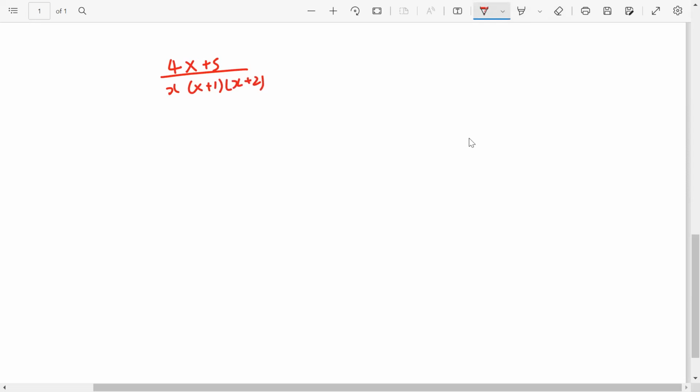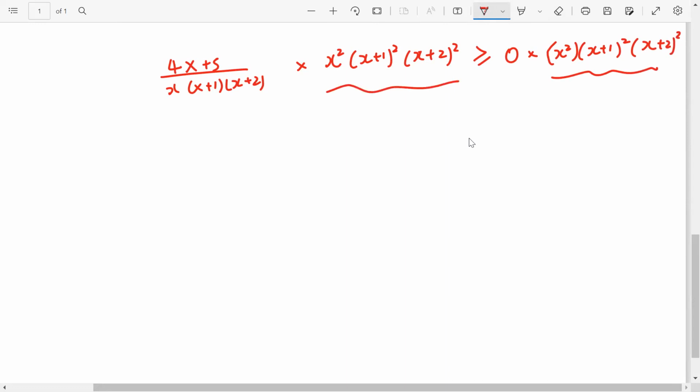Now, imagine you multiply by x square, x plus 1 square, x plus 2 square. It will still be greater or equal to 0 multiplied by x square, x plus 1 square, x plus 2 square. You multiply this on both sides because we are multiplying by the squares. So you can know that it's always positive. So that's why there is no change in sign.